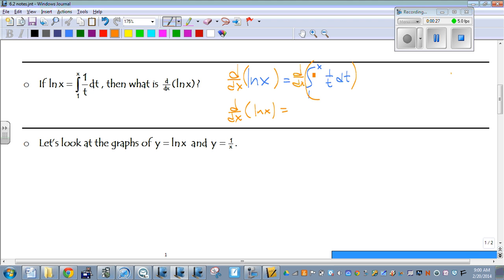On this right side, we can take the derivative of a definite integral from a constant to x. All we have to do, basically the shortcut, is putting x in for this variable, and the integral gets canceled out by the derivative. So we end up with 1 over x.